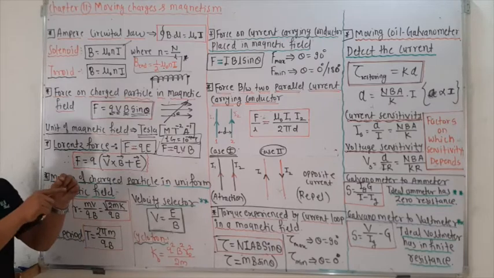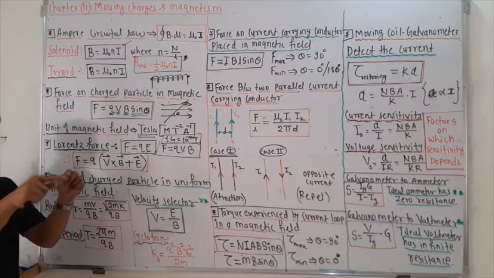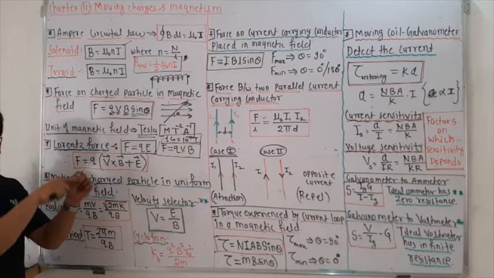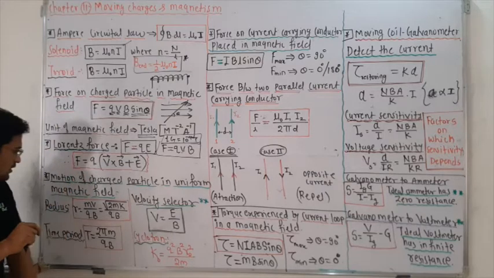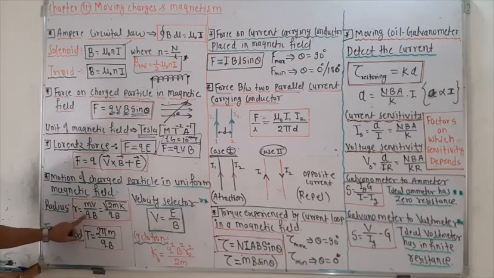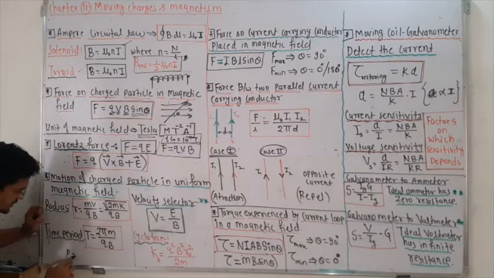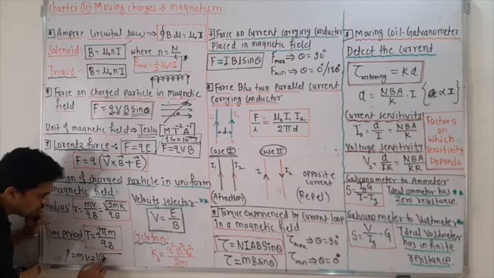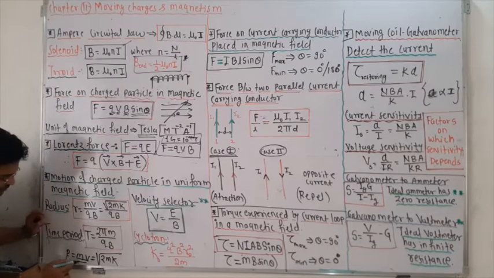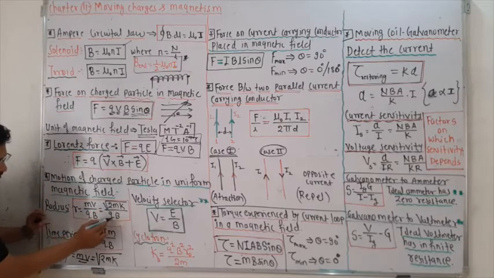Due to the deflection, the charged particle will move in a circular path of a certain radius r. And that radius is given by mv divided by qB. Here mv is nothing but the momentum itself, and in terms of kinetic energy, momentum is root of 2mK. So instead of mv you can write root of 2mK divided by qB.